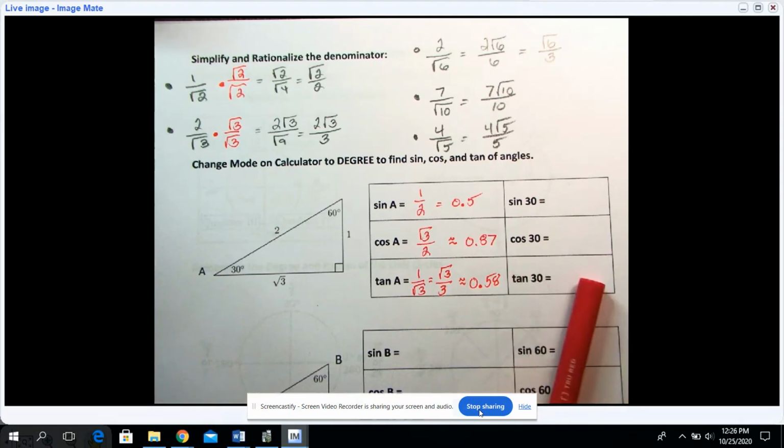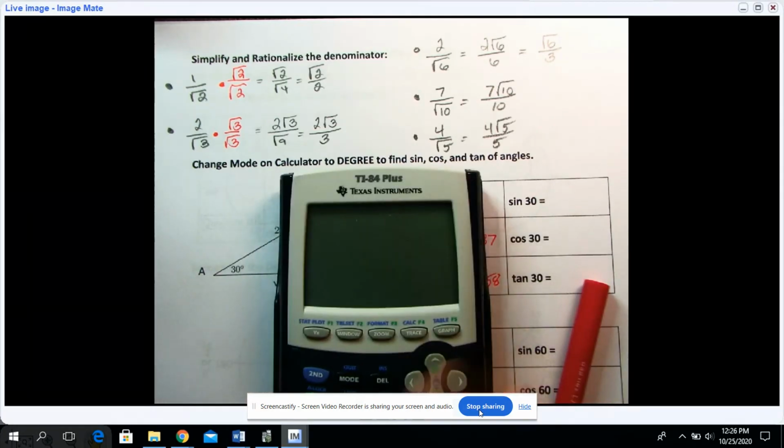All right, so to do that in the calculator, I'll show you on this. First thing you do is you would want to go to your mode and make sure it's in degrees. Usually it starts right here in radians. You want it in degrees. So you're going to arrow over and you're going to hit enter so it'll be on degrees.